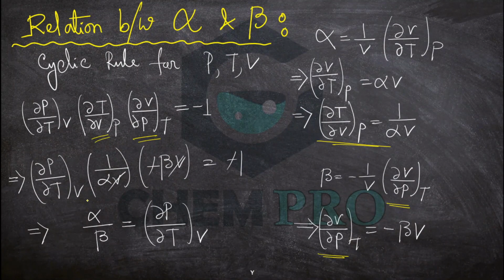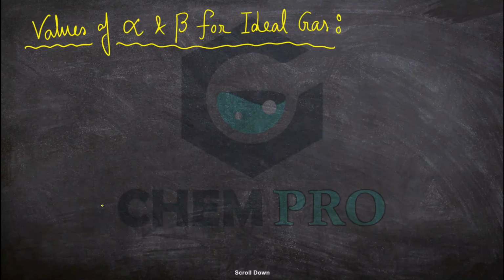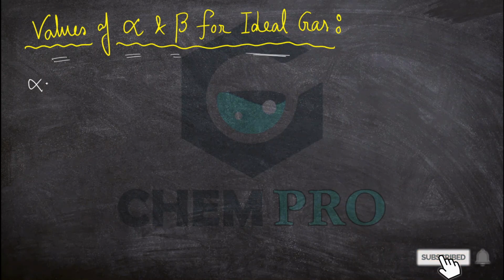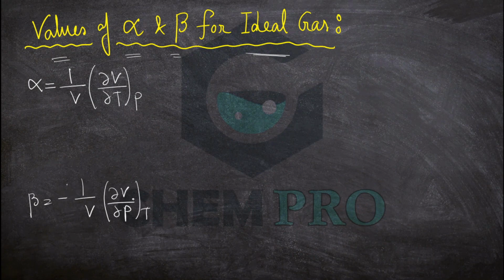Okay, so this relation between alpha and beta is very important, and we will use this relation in a problem later. So next are the values of alpha and beta for an ideal gas. You have the formula of alpha as 1 by V into (del V by del T) at constant P, and for beta we have minus 1 by V into (del V by del P) at constant T.